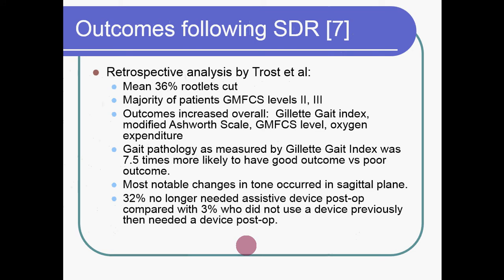Outcomes following selective dorsal rhizotomy in a retrospective analysis by Trost, a mean 36% of rootlets were cut. The majority of patients were classified as levels 2 or 3. The outcomes measured were the Gillette Gait Index, Modified Ashworth Scale, the Gross Motor Functional Classification System level, and oxygen expenditure. When looking at gait pathology as measured by the Gillette Gait Index, patients were 7.5 times more likely to have a good outcome versus a poor outcome.